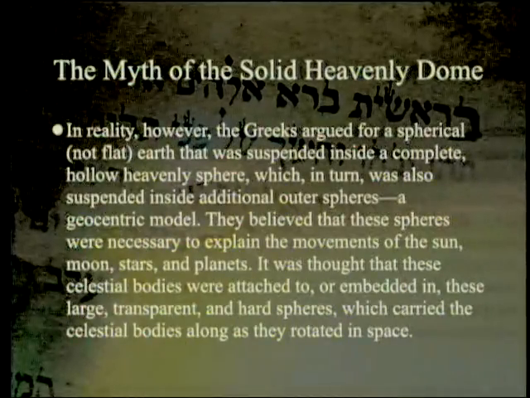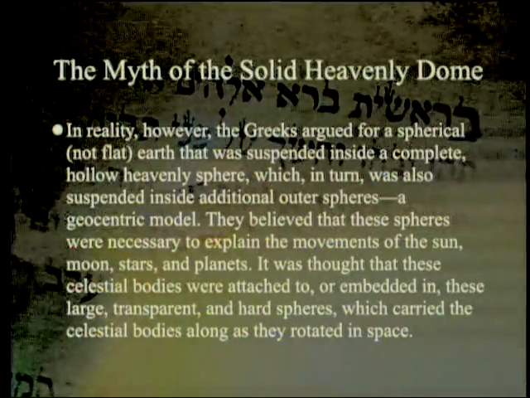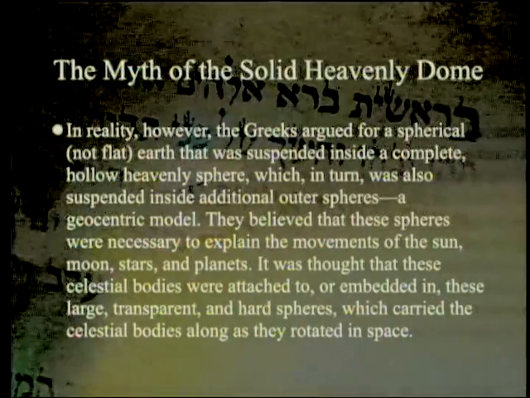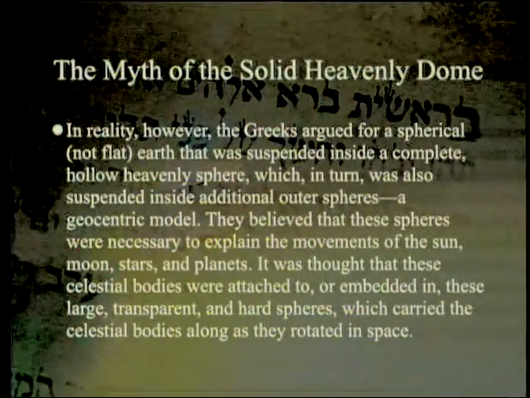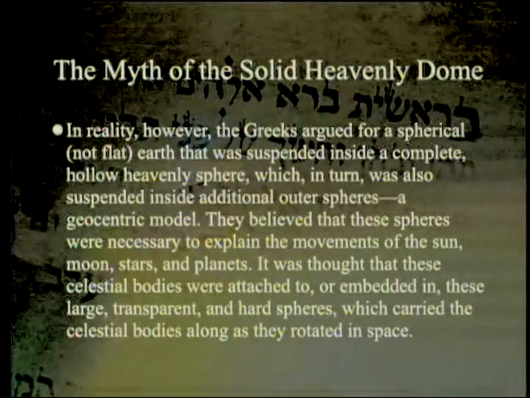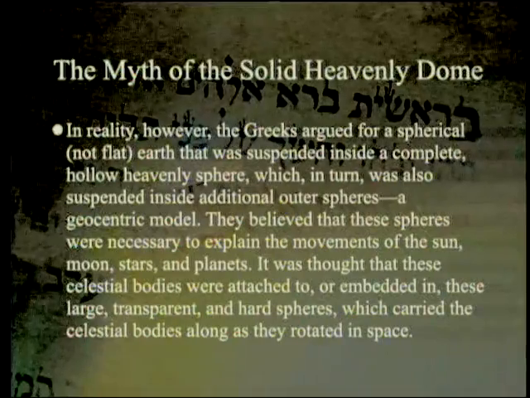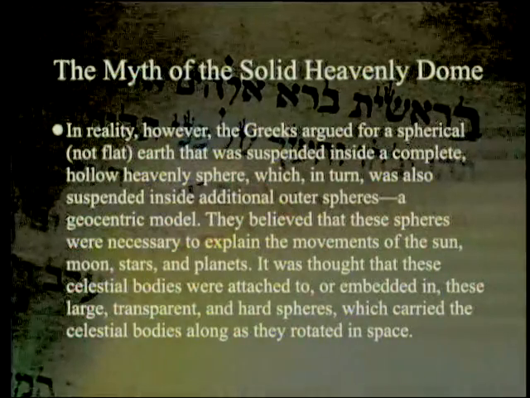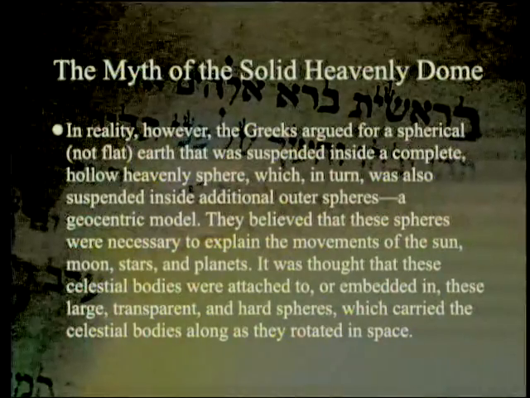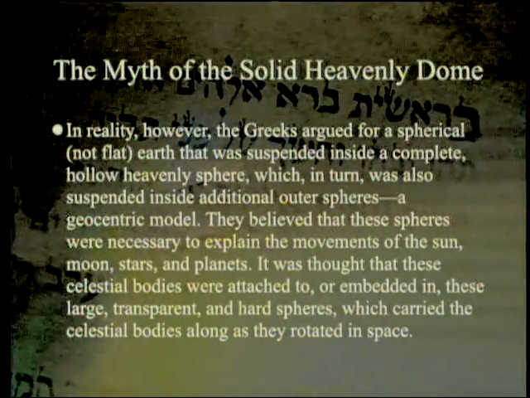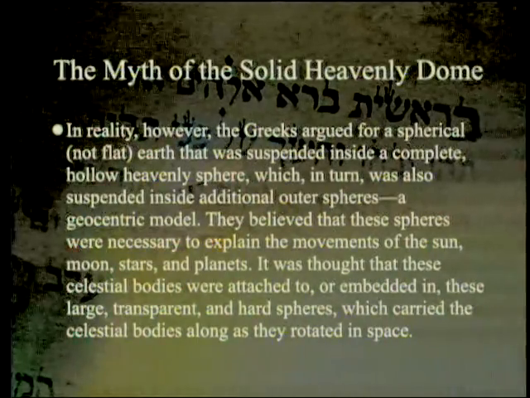In reality, however, the Greeks argued for a spherical, not flat, earth that was suspended inside a complete hollow heavenly sphere, which in turn was also suspended inside additional outer spheres, a geocentric model. They believed that these spheres were necessary to explain the movement of the sun, moon, stars, and planets. It was thought that these celestial bodies were attached to or embedded in these large, transparent, and hard spheres, which carried the celestial bodies along as they rotated in space.